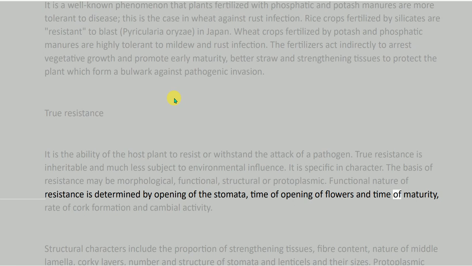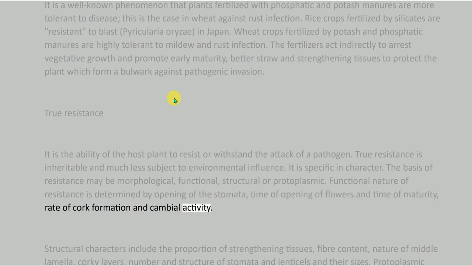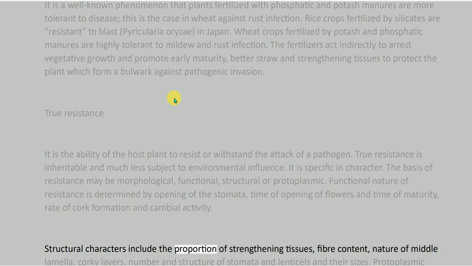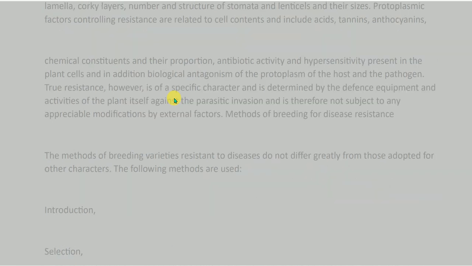Structural characters include the proportion of strengthening tissues, fiber content, nature of middle lamella, corky layers, and number and structure of stomata and lenticels and their sizes. Protoplasmic factors controlling resistance are related to cell contents and include acids, tannins, anthocyanins, chemical constituents and their proportion, antibiotic activity and hypersensitivity present in the plant cells, and in addition biological antagonism of the protoplasm of the host and the pathogen. True resistance, however, is of a specific character and is determined by the defense equipment and activities of the plant itself against the parasitic invasion and is therefore not subject to any appreciable modifications by external factors.